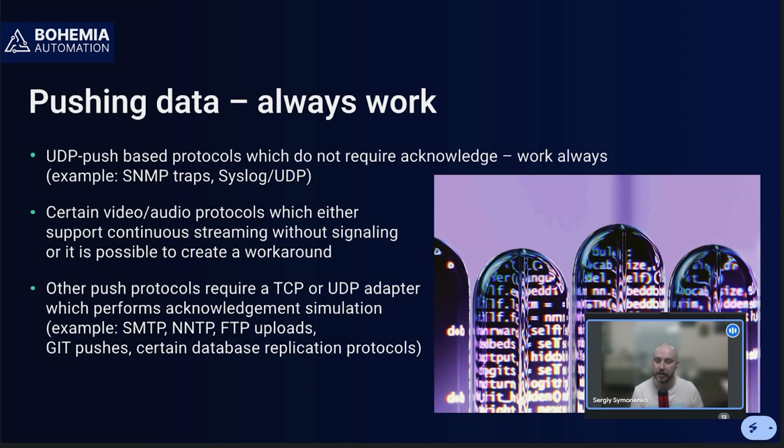So how does it work? Push protocols always work. If you have UDP-based push protocols, which don't need any confirmation, you are lucky to go with a unidirectional network. You can install a data diode and it works out of the box. Examples are SNMP traps and syslog via UDP, which don't need any confirmation and just work.